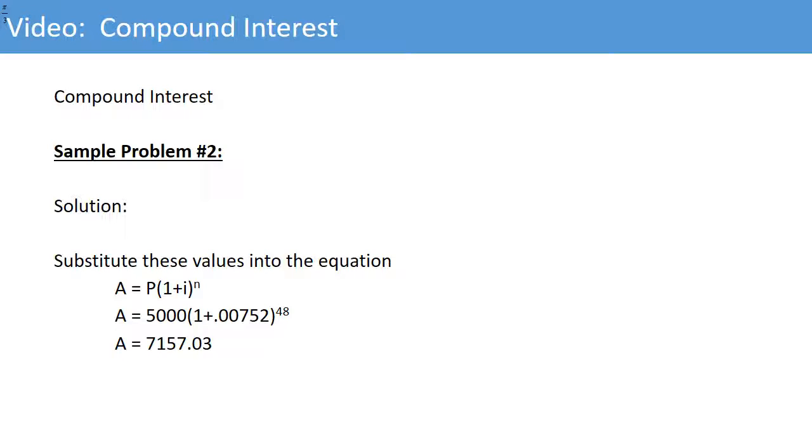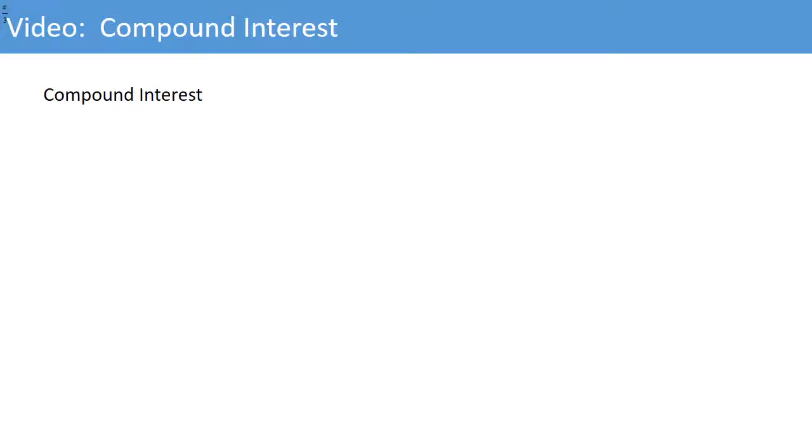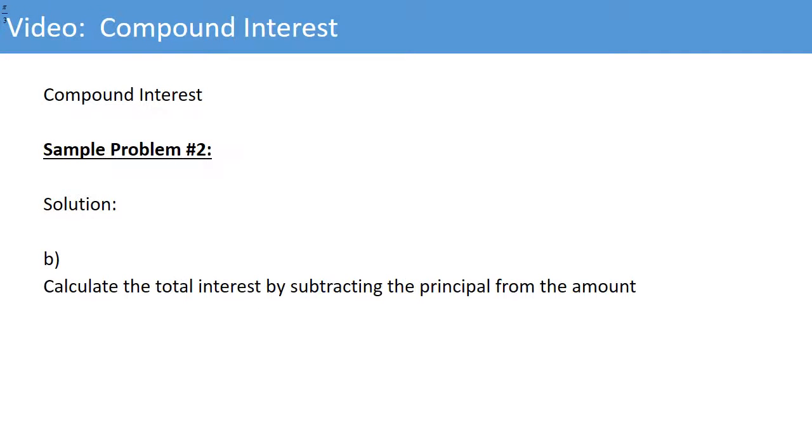So we will get as our answer 7157.03. Now, that's the amount for Namisha, so she must repay that amount. How much does she pay in interest because she borrowed the money? Calculate the total interest by subtracting the principal from the amount. 7157.03 minus 5,000 is 2157.03. So she has to pay $2,157.03 in interest.